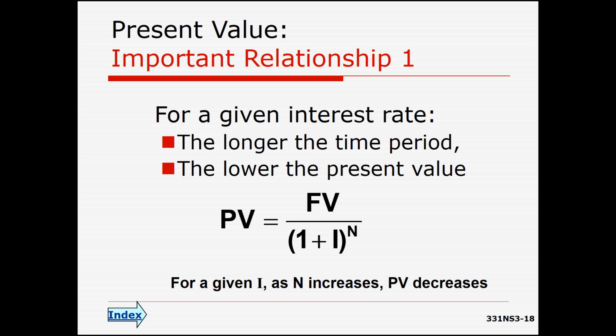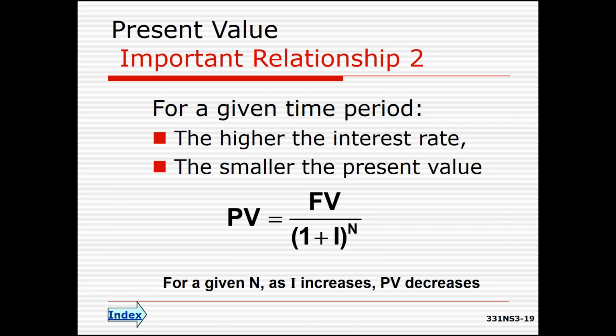Looking at the PV equation, for a given interest rate, the longer the period, the lower the PV, meaning the greater N, the larger the denominator, the smaller the result. The further in the future a cash flow will be received, the less it's worth today. The relationship between present value and N is indirect. As one increases, the other decreases.